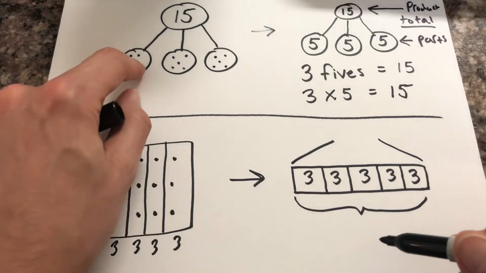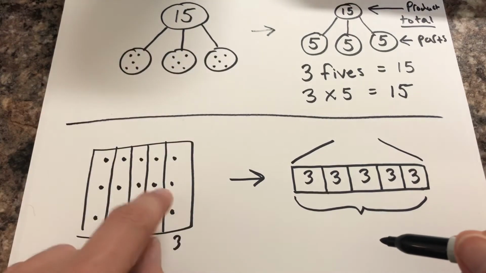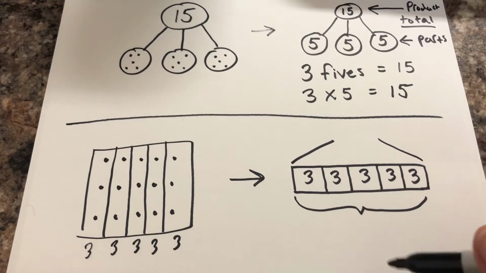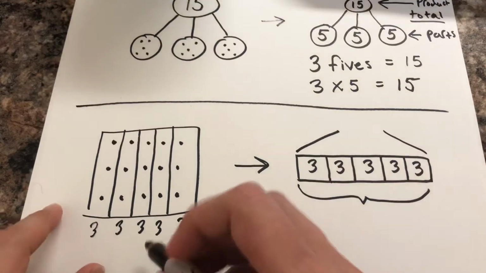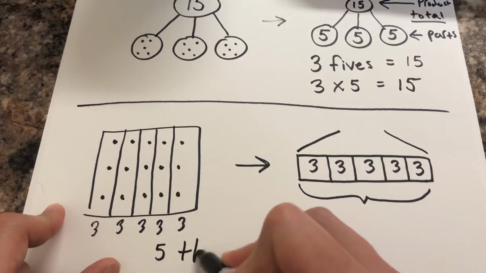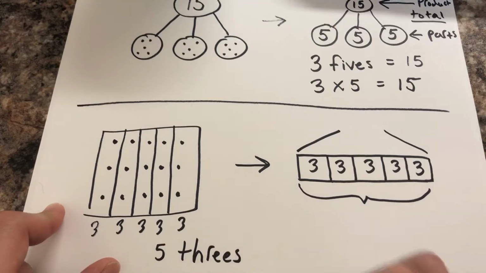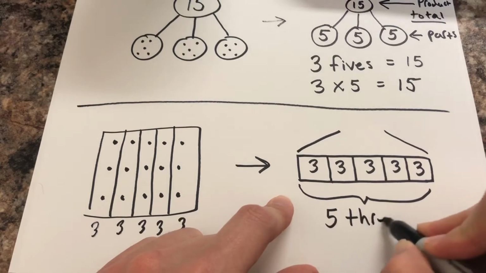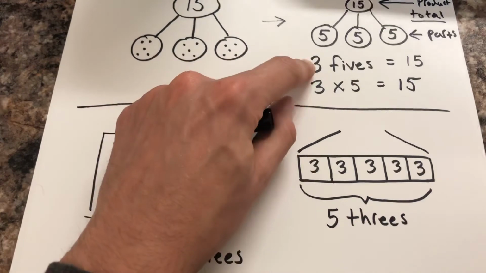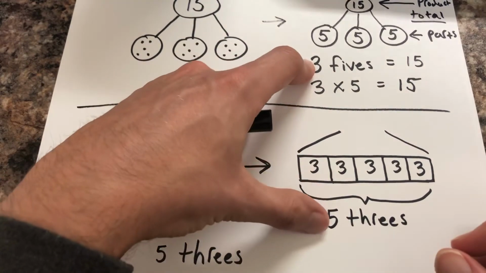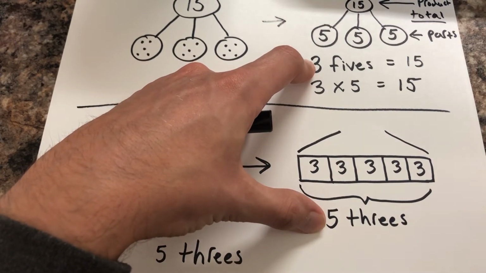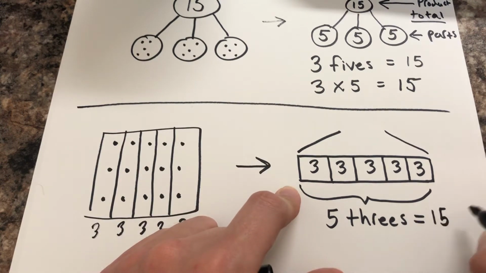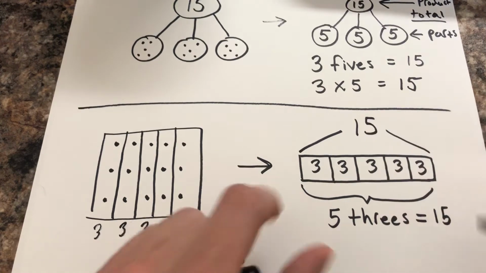Well, I just took the same dots and put them in here and reorganized them. So now I've got 5 threes. This is 5 threes, right? I could actually write that over here. 5 threes. Oh, and we learned from the commutative property that if we flip it, we're going to get the same product, right? So what is 3 5s? 15. And I put my total up here as well.